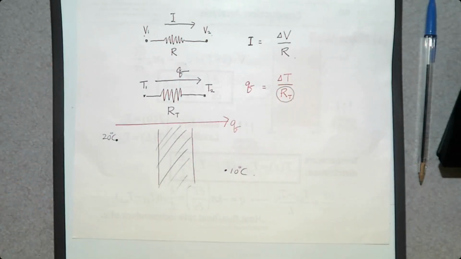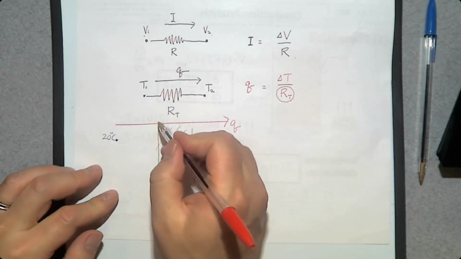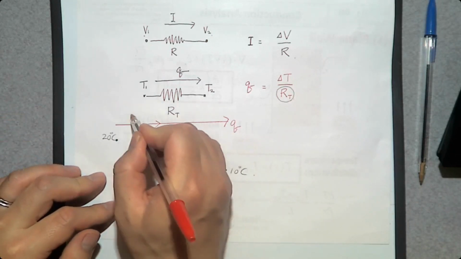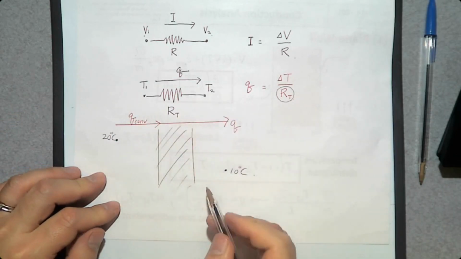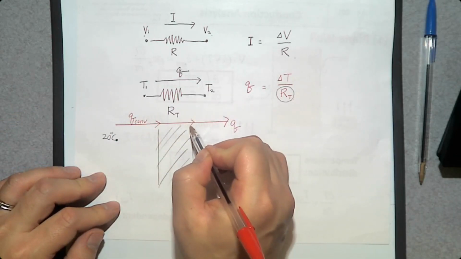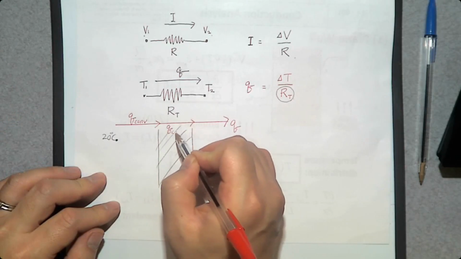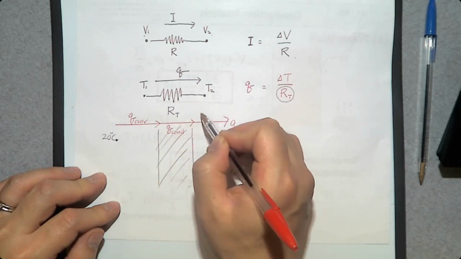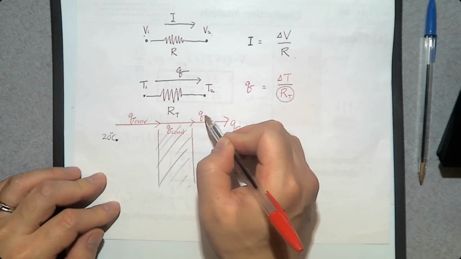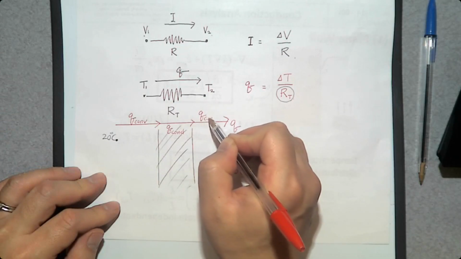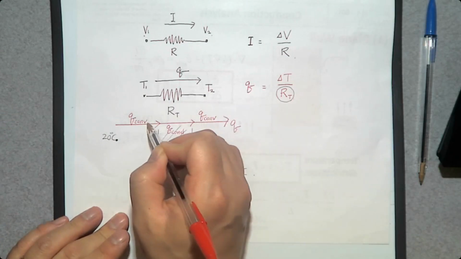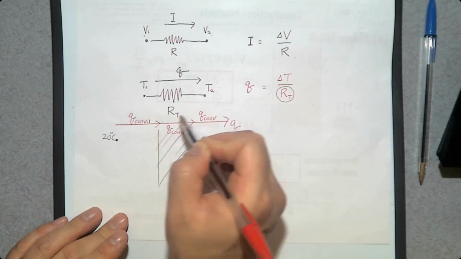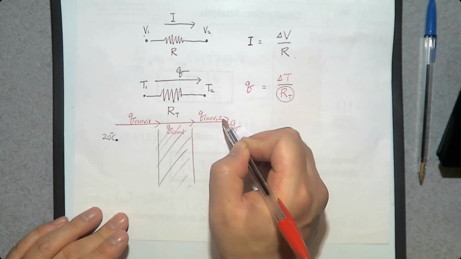And this is not just Q. First, we have convection heat transfer, let's say Q by convection. And conduction heat transfer, Q by conduction. And another convection heat transfer at the end. Since we have two convection heat transfers, I'm going to say this is number 1, this is number 2.